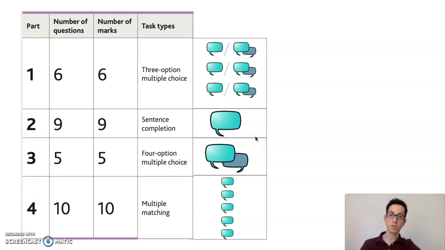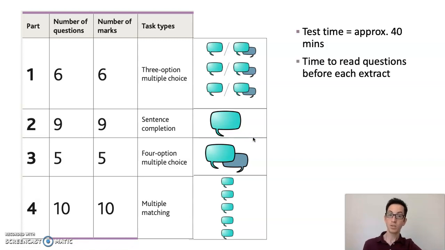A couple of extra things to know about this listening paper. First of all, the test time is approximately 40 minutes. You have to keep pace with the recording. You don't have to watch out for your own timekeeping particularly. Another important thing to know is that you always get time to read the questions before you listen to the extract, so it's important to make use of that time effectively. We'll talk about that later in the other videos as well.